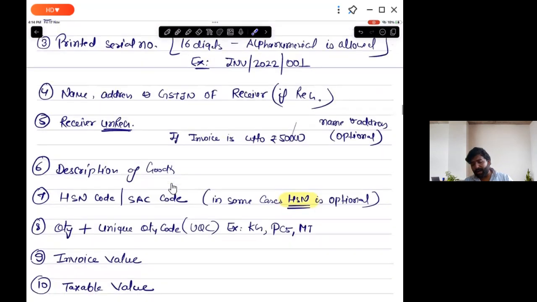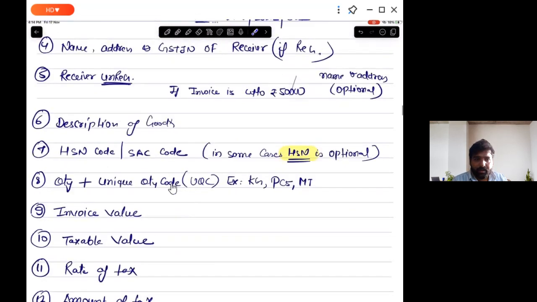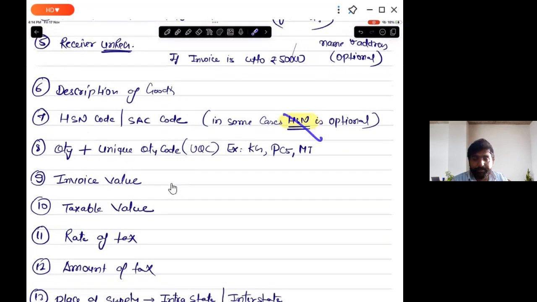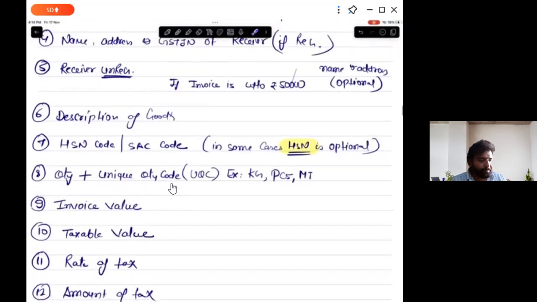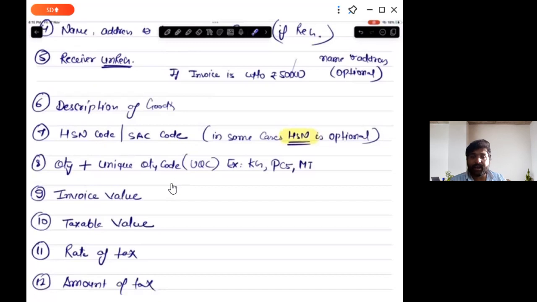We also need to write down description of goods, then HSN code or SSC code. But this HSN code is again optional if my turnover is less than 5 CR. So अगर मेरा टर्नओवर 5 CR से कम है तो B2C केस में, when I am supplying it to an unregistered person, then in that case B2C केस में हमारा ये जो HSN है वो ऑप्शनल होता है अगर टर्नओवर मेरा 5 CR से कम है तो.